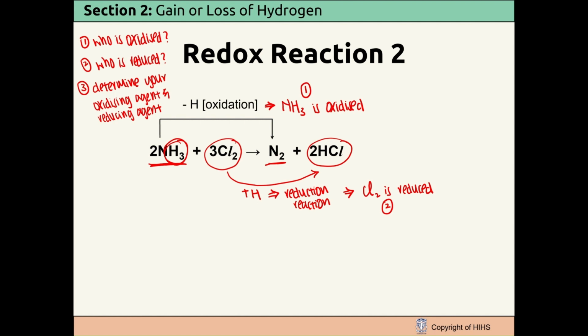If something is oxidized, it means that itself is the reducing agent. So ammonia is a reducing agent. Then your chlorine gas over here will be your oxidizing agent.